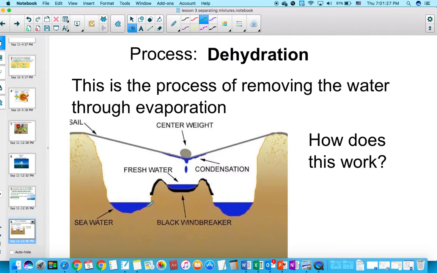A process that can desalinate water is dehydration. Again, de, remove, hydrate, water, -tion, action, to remove water. This process removes water through evaporation, right?